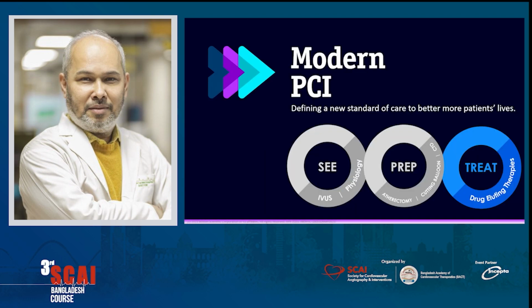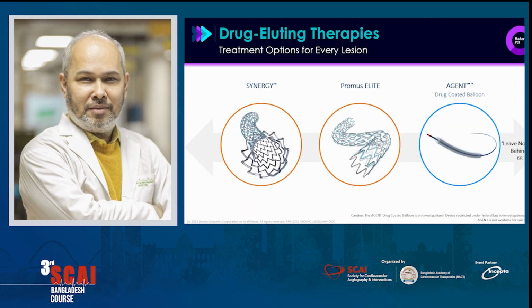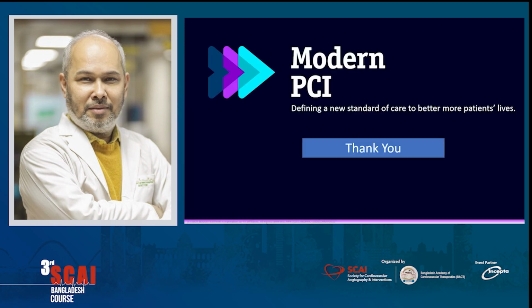And finally, how you treat; this is my last slide. I think you should use the best stent, a thin stent, the latest generation Synergy stent or Promus Elite. If it is ISR, you can use a drug-coated balloon. So this is my conclusion. Thank you very much.